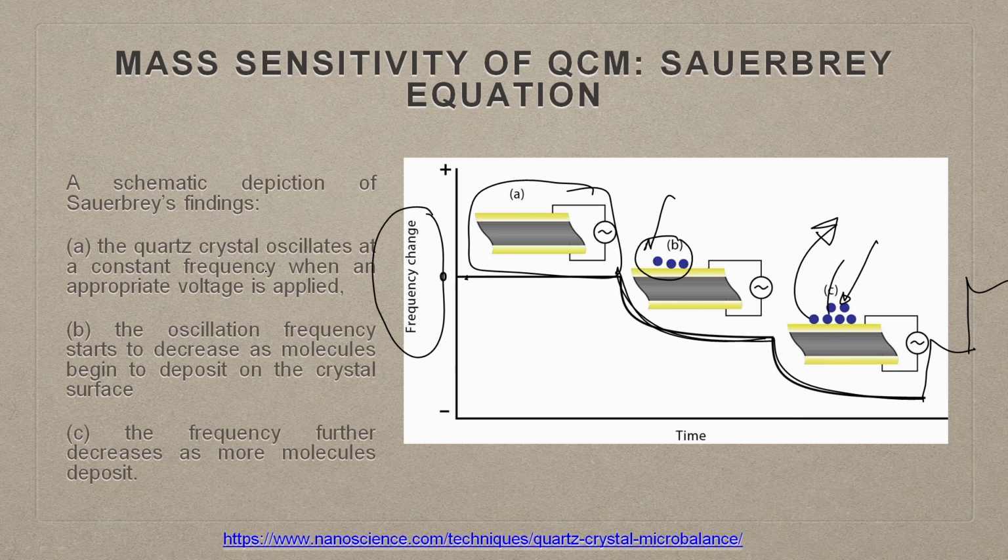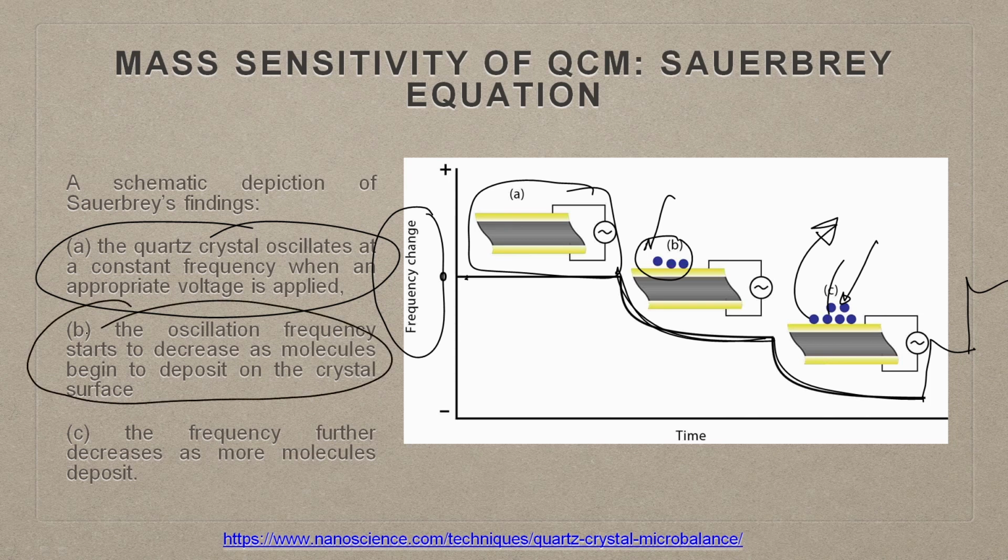A quartz crystal oscillator is at a constant frequency when an appropriate voltage is applied. So, you are applying a voltage and maintaining a constant frequency. The oscillation frequency starts to decrease as molecules begin to deposit on the crystal surface. And the frequency further decreases as more and more molecules get deposited.